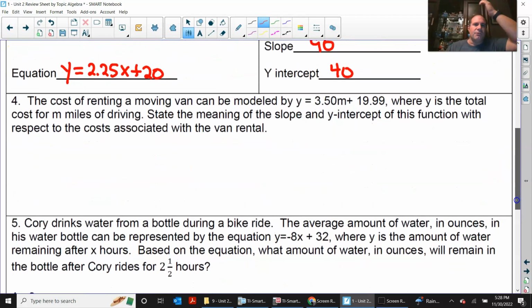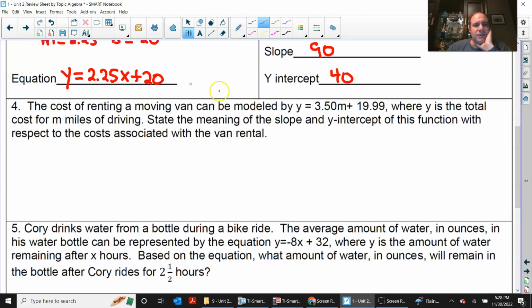The cost of renting a moving van can be modeled by this. You notice I'm using a highlighter all the way. Where y is the total, remember, y is always the total cost. After the equal sign is the total cost. The miles for driving is m. State the meaning of the slope and the y-intercept in this function with respect to the cost associated with the van rental. So now this is where you have to have words. All right, I'm going to do what I normally do. I'm going to put down the m, and I'm going to put down the b.